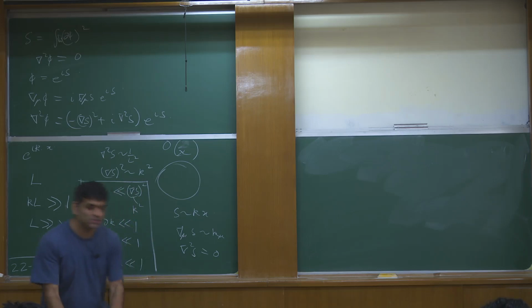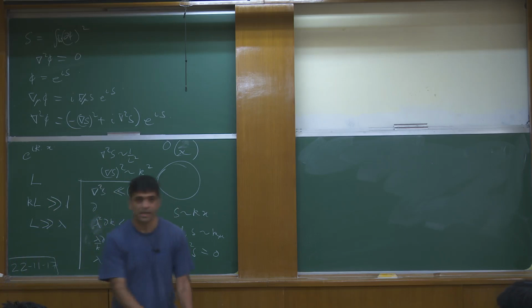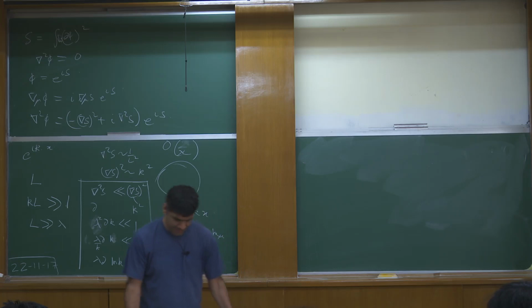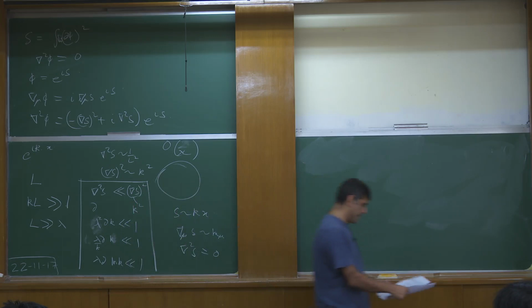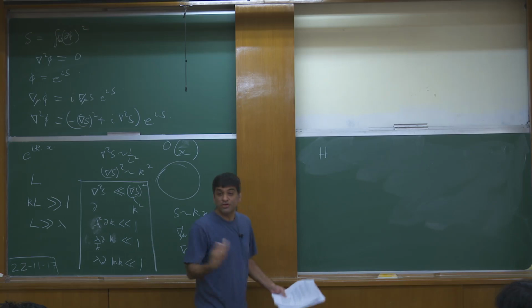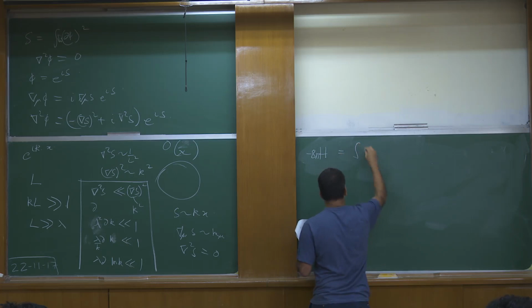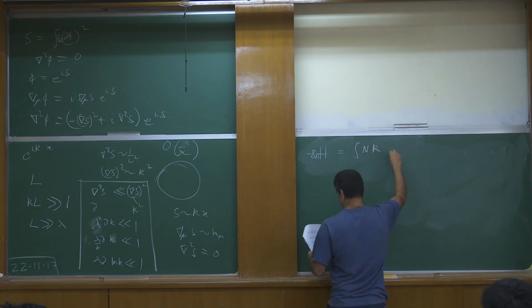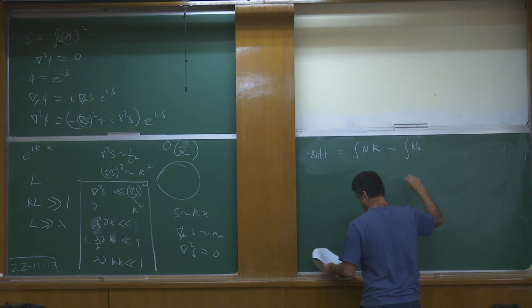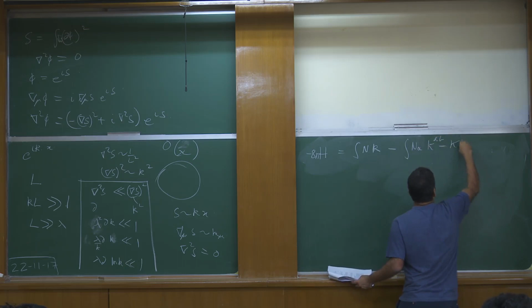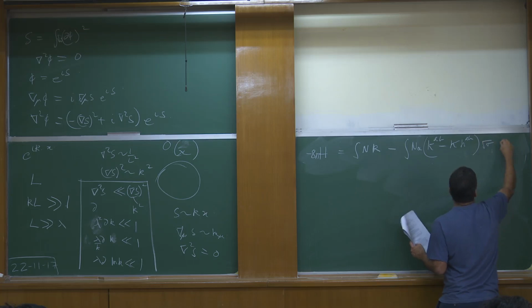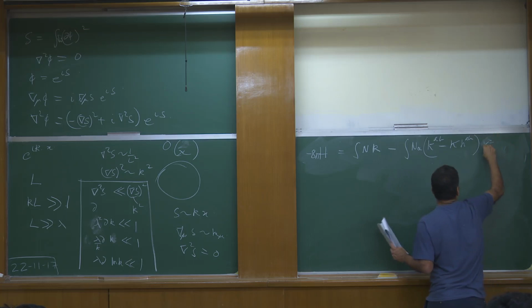The starting point is a reminder of something we've already seen in our discussion of the ADM formalism. And the reminder is as follows. You might remember that we had a formula for the on-shell Hamiltonian of the solution. Our on-shell Hamiltonian minus 8πh was equal to the integral of N times k minus the integral of N^a (K_ab minus K h_ab) times r^b times square root of sigma.